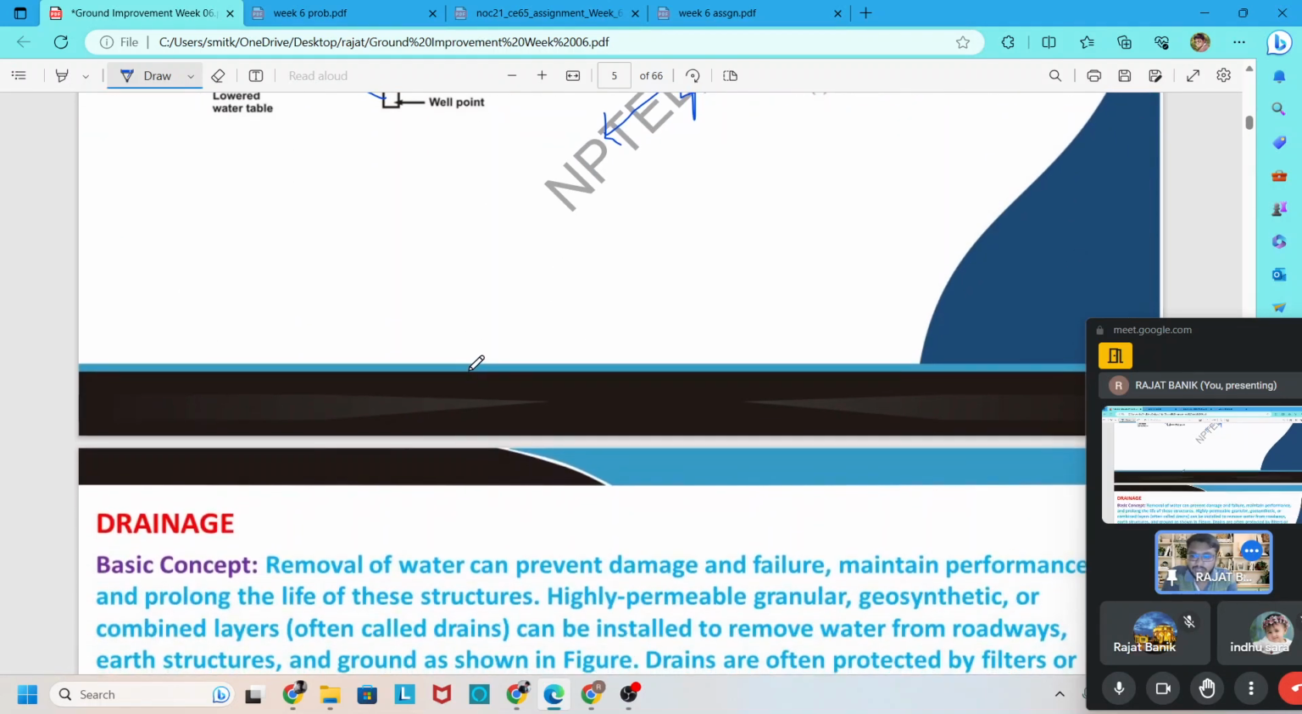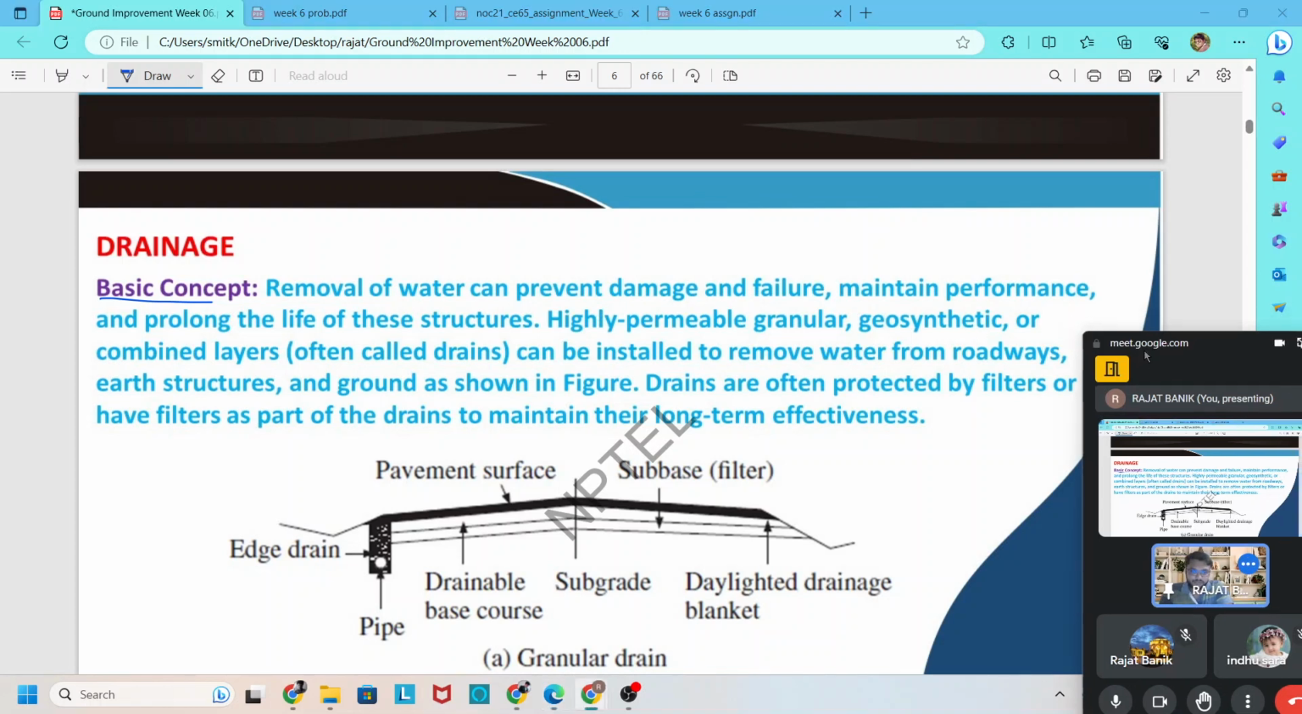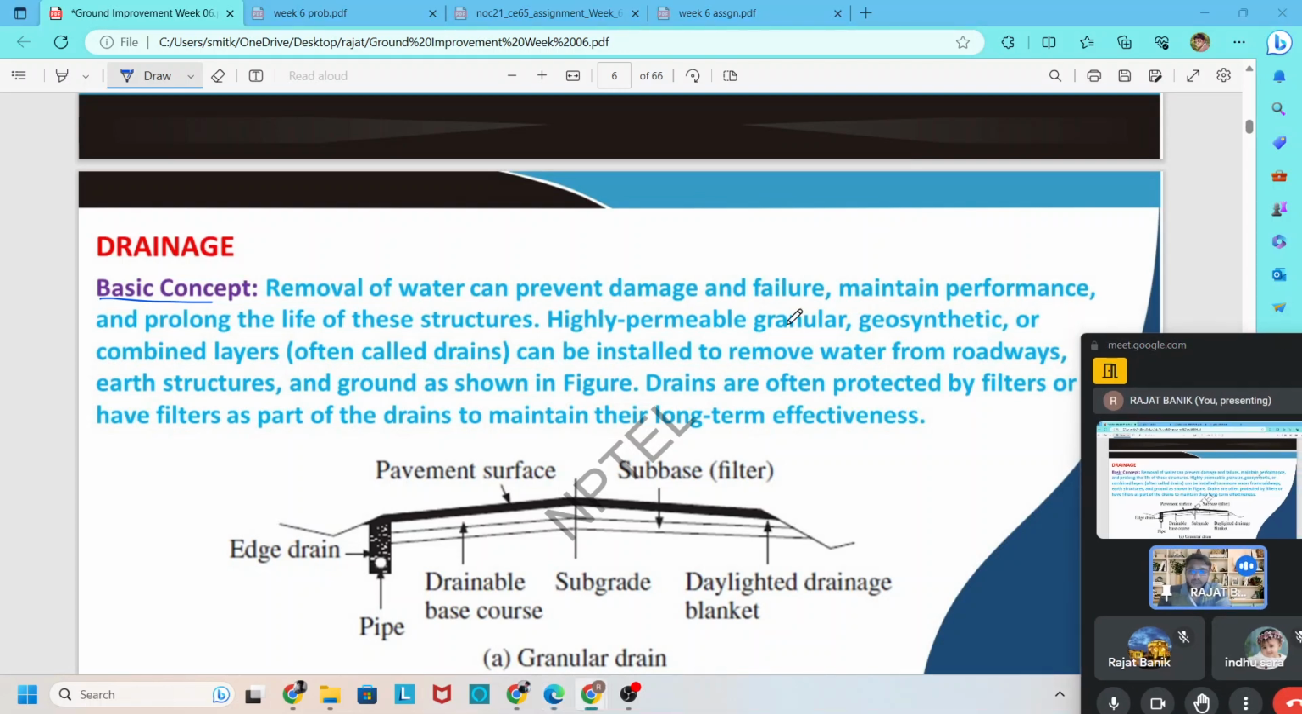Coming to the next slide, we will discuss these techniques one by one. In this week 6, the majority of our discussion is regarding the dewatering technique, but we discuss some other techniques like drainage or barrier in a few slides. So the first one is the drainage technique. Here it is said the basic concept is that drainage is the removal of water, which can prevent damage and failure, maintain performance, and prolong the life of the structure.